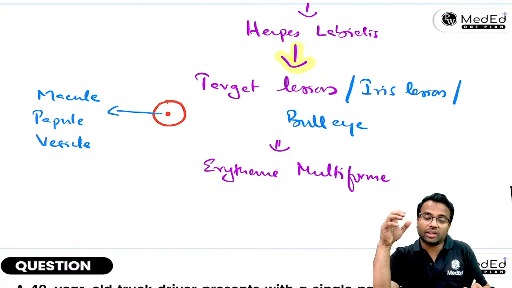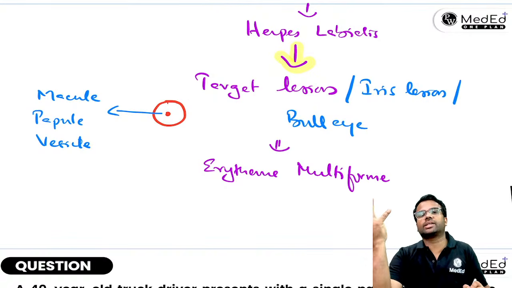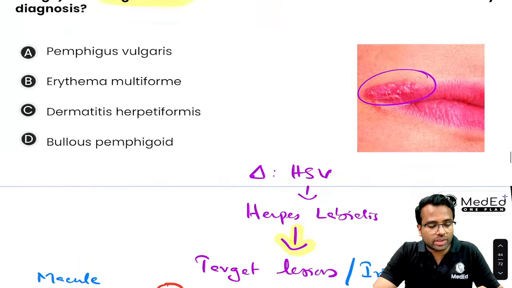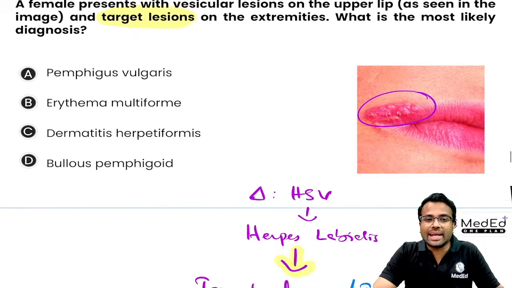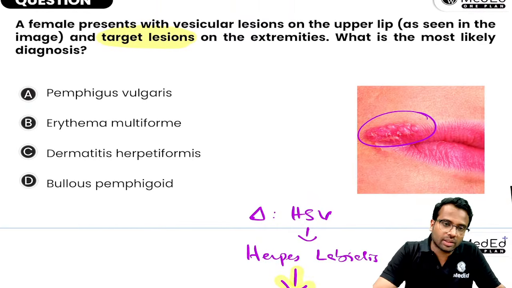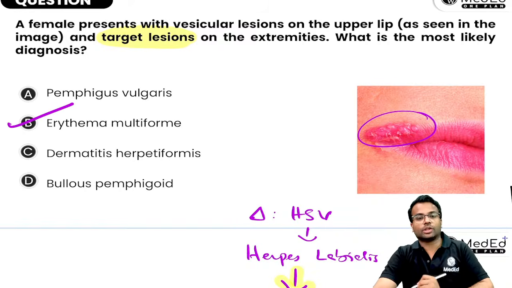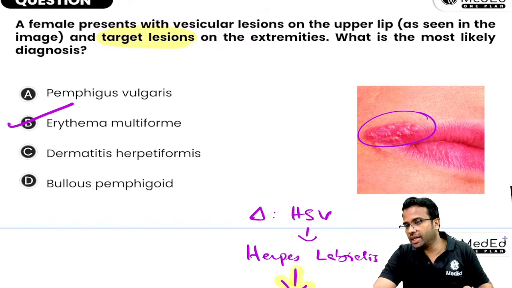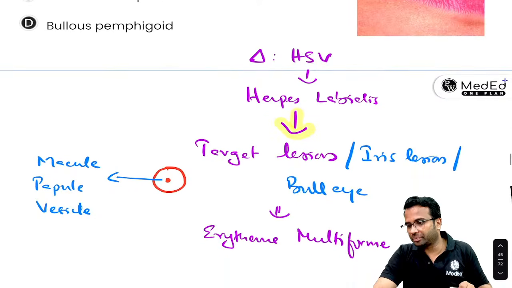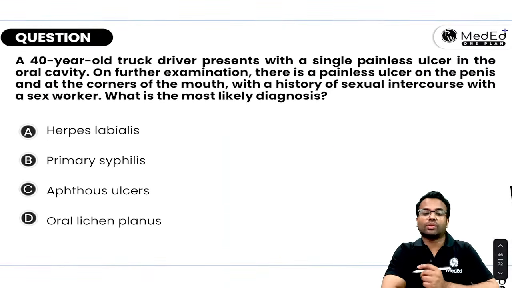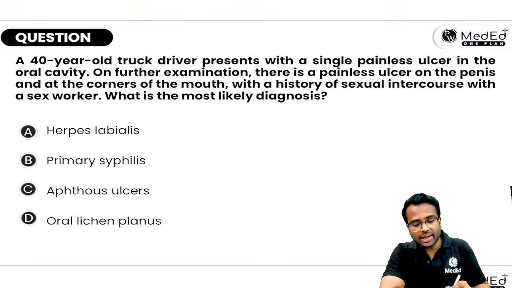One of the reasons is an infection. Another reason can be drugs as well. So now coming back to the question: pemphigus vulgaris, erythema multiforme, dermatitis herpetiformis, bullous pemphigoid. What is the answer here? It should be erythema multiforme. Clear? Good.